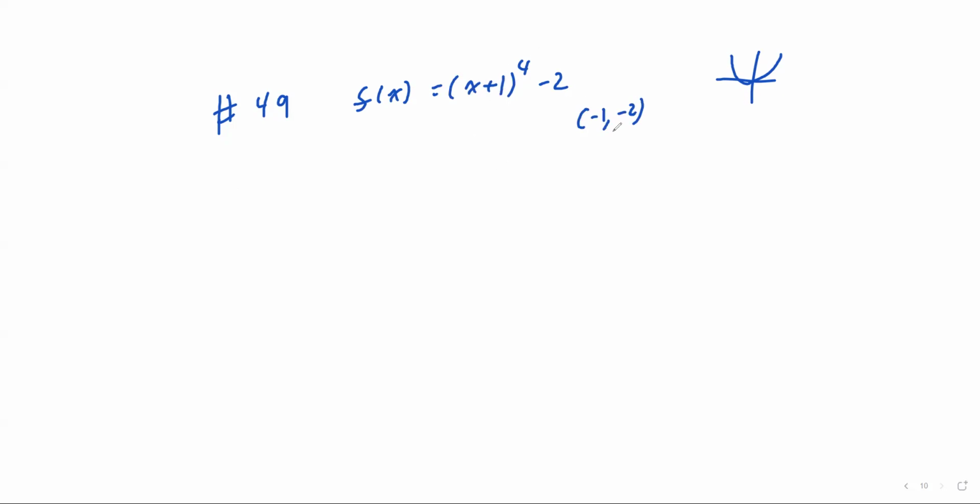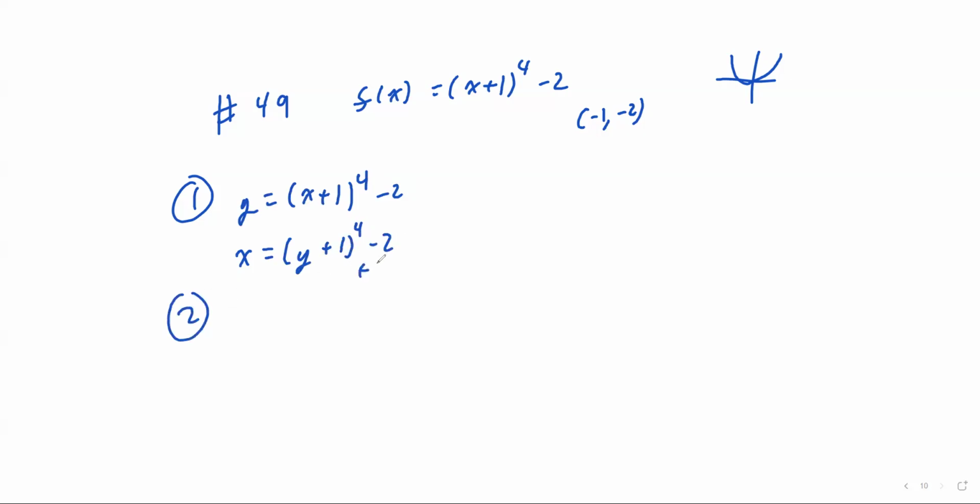So you can have your restrictions of x greater than or equal to negative 1 and x less than or equal to negative 1, but you still have to go find the equations that work for it. However you want to go with that, we'll get to the same conclusion. So I get y equals (x plus 1) to the 4th minus 2. I'll switch my x and my y. And then I'll solve. So I'm going to add 2. I get x plus 2 equals (y plus 1) to the 4th power.